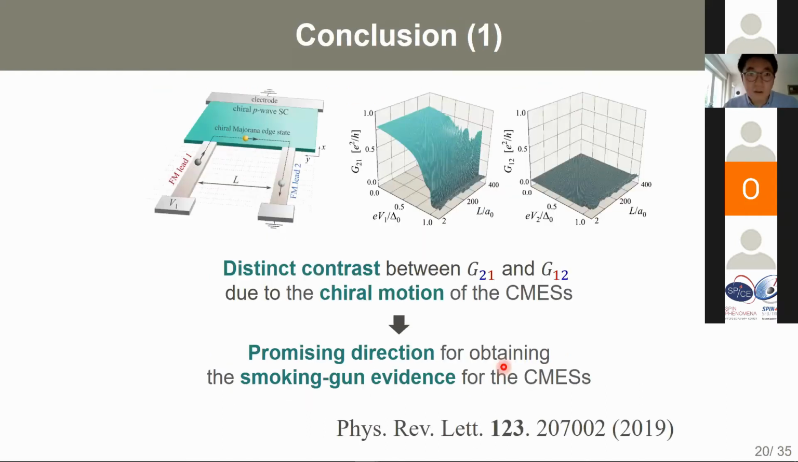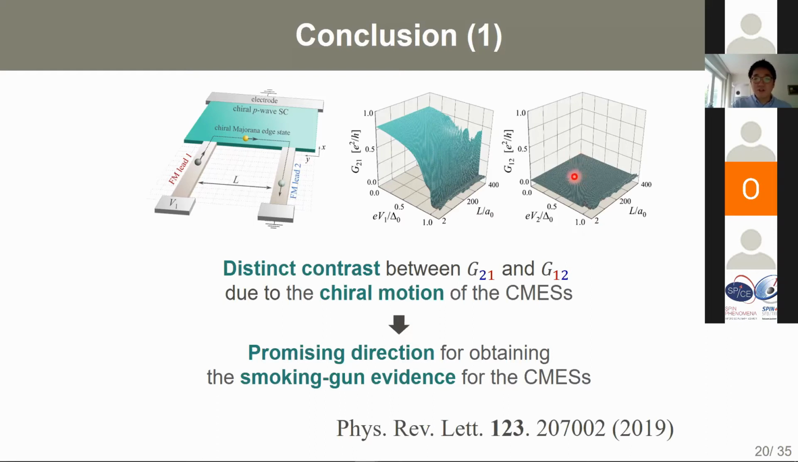So let me summarize the first section of my talk. To propose a smoking gun experiment for identifying the chiral Majorana edge states, we have studied the non-local transport in the ferromagnet and chiral p-wave superconductor hybrid system. And we have found that there is a drastic, distinct contrast between the two kinds of conductance spectrum reflecting the chiral motion of the Majorana edge states.